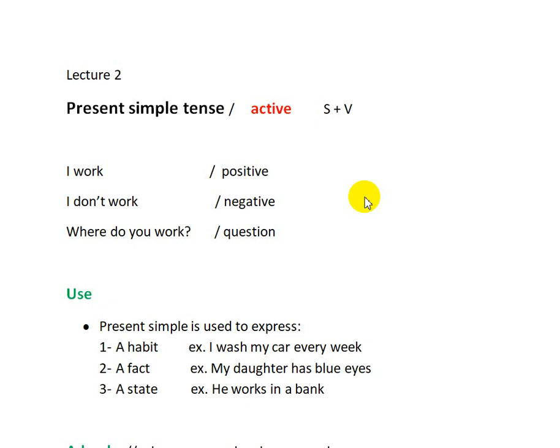What about the negative status? Okay, in order to form the negative, we need to add what? Do or does, with the simple tenses, as we said before. So I don't work, okay? If the subject is he, we should say what? He doesn't work, okay? He doesn't work, I don't work. This is in the negative.